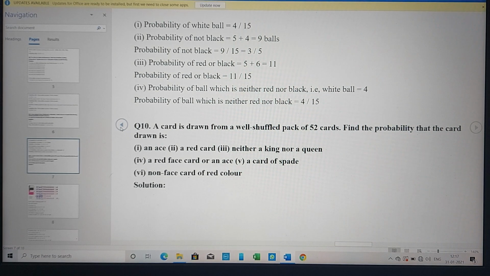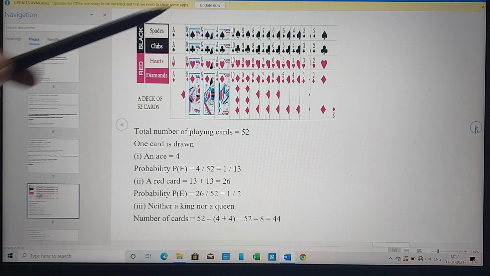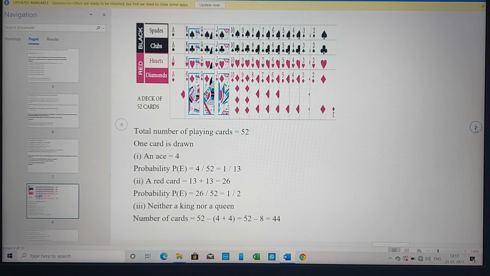Now, first part, find the probability that the card drawn is an ace. So, how many aces do you have in the entire pack? 1, 2, 3 and 4. 4 aces are there. And total number of outcomes are 52. So, 4 upon 52, that means 1 upon 13.